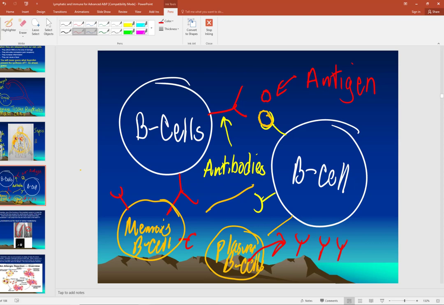And these specific antibodies that are produced by plasma B cells then circulate around the blood and lymph and look for that specific antigen. And that antibody will then bind to that antigen. So these are antibodies, and it's going to seek out and find that specific antigen and then bind to it and then mark it for death.